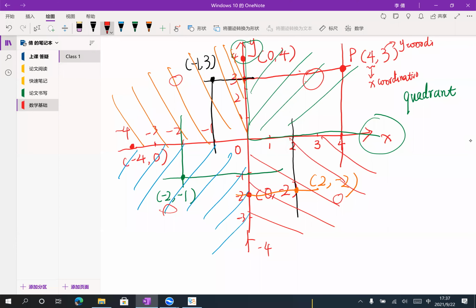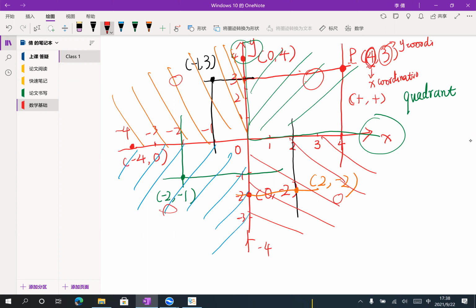And let's see all the points in the first quadrant. Let's say this point P: the first number and the second number are positive, right? Yes. So all the points in the first quadrant will be a positive number and a positive number.